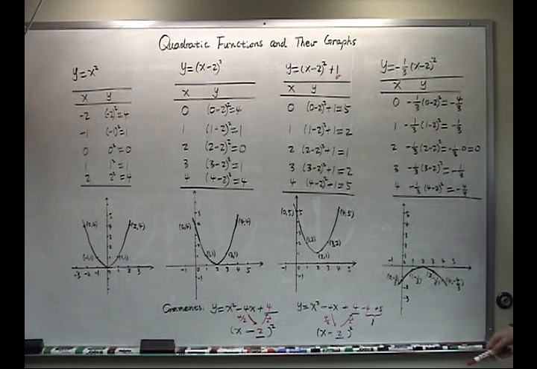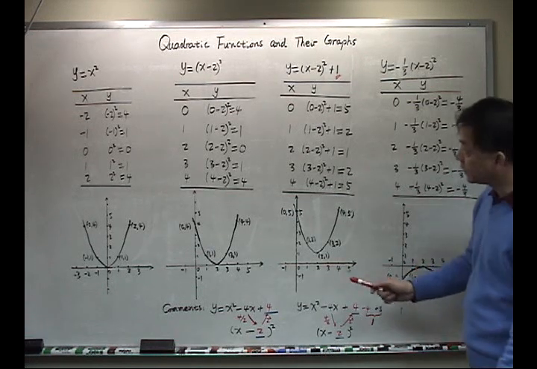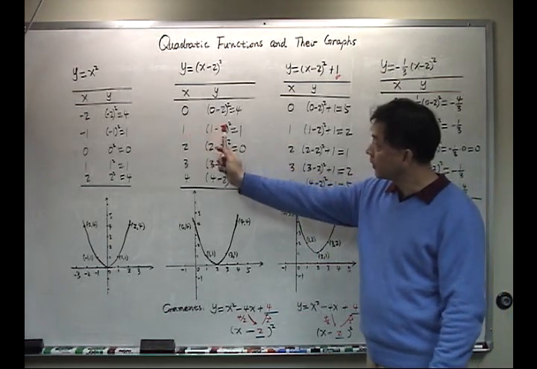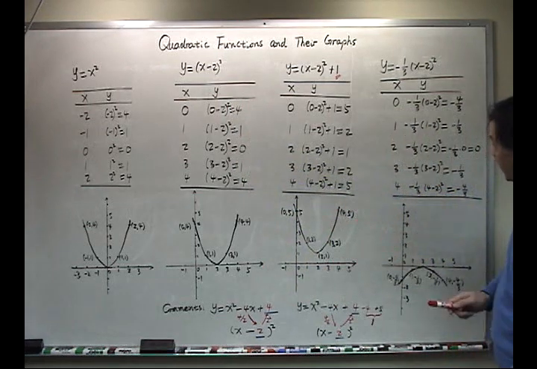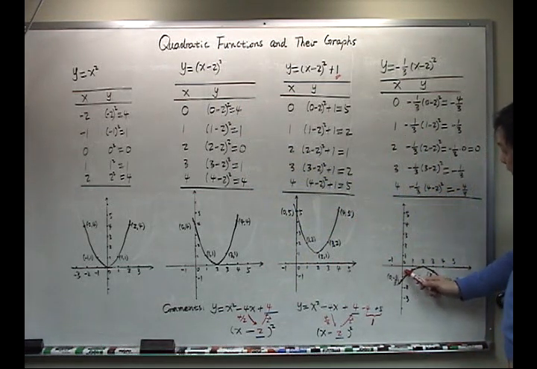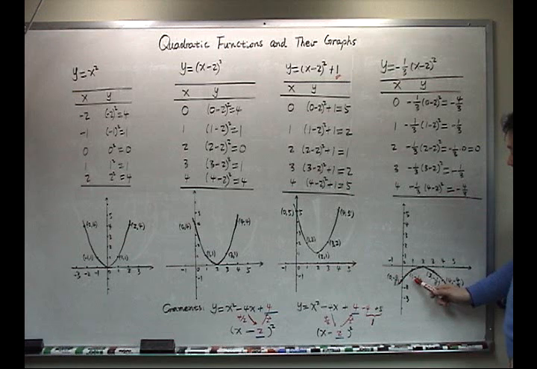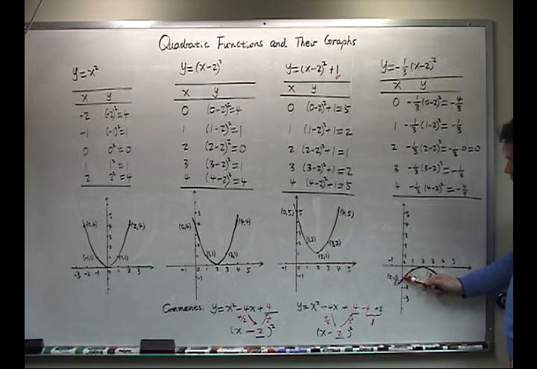Now, 1, negative 1/3. X is 1, the y value was 1. Now divided by negative 3, so you have a negative 1/3. So x is 1, y is negative 1/3. Right here. 1, flip it down, this is 1 unit. So 1/3 is roughly here. So negative 1/3 is this point.